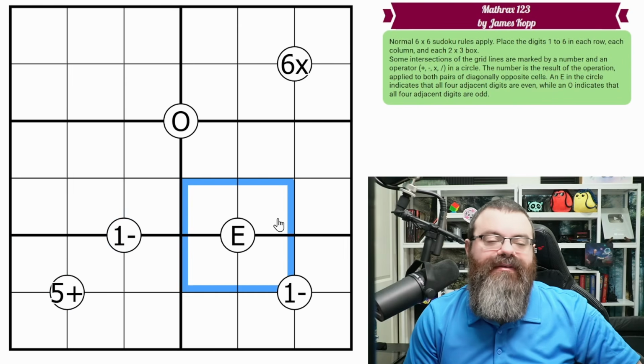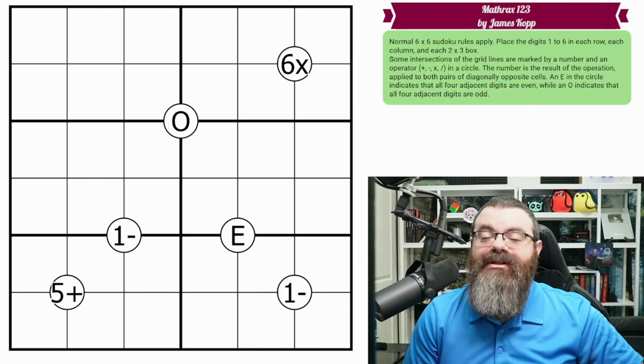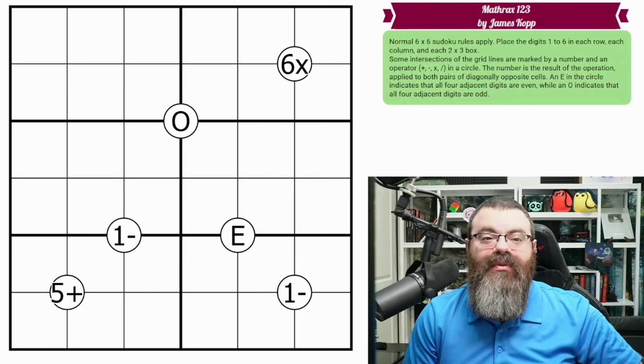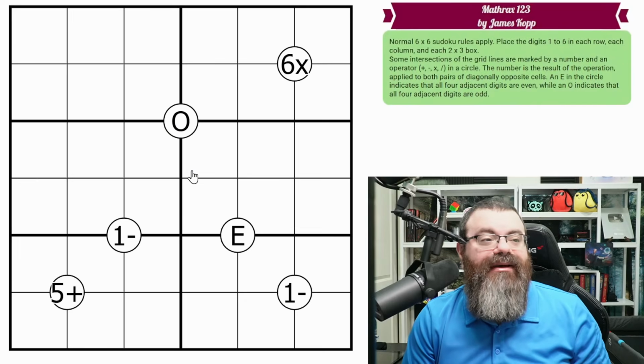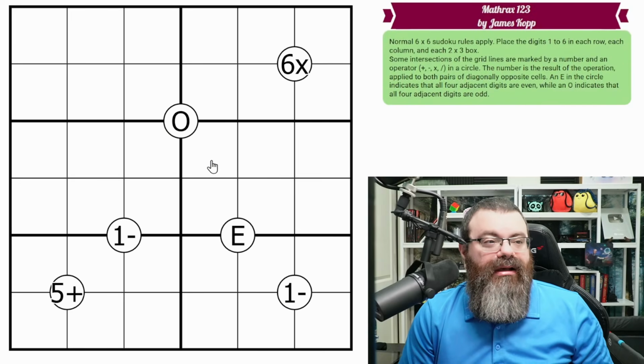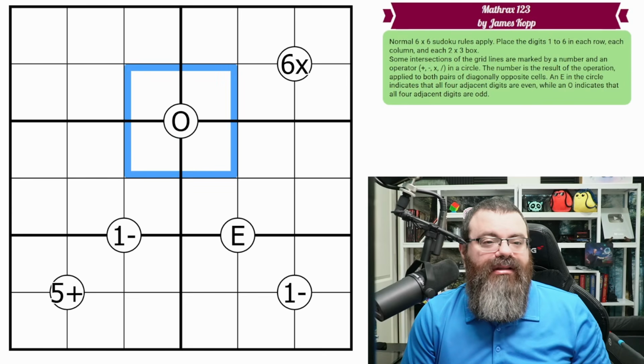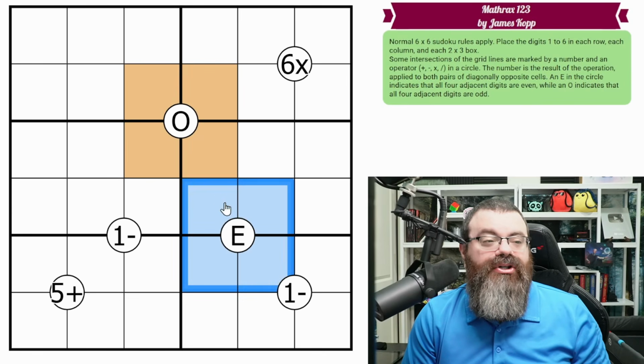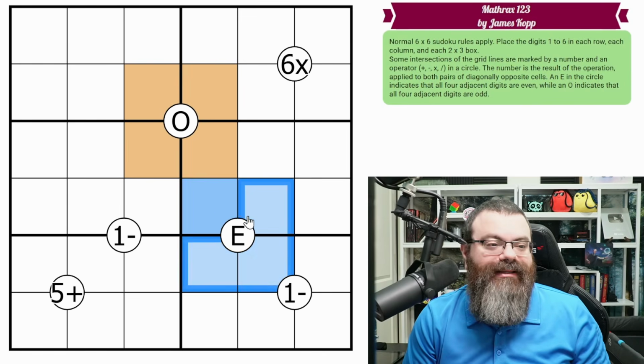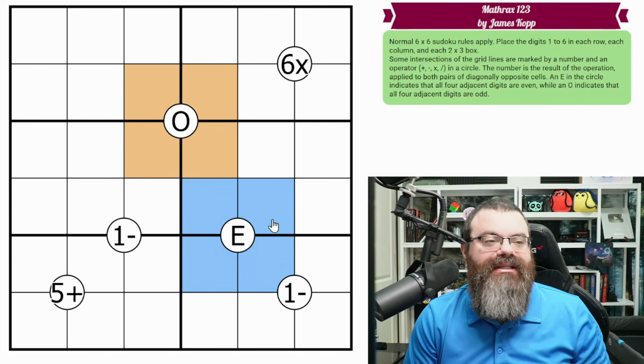I went over odd and even already. So if you'd like to try the puzzle yourself, there is a link in the description. And I'm going to get started right now. Okay, I'm going to start by coloring. So I like to use orange for odd, O, right? And then even, I use blue just because it's a nice contrast with orange.